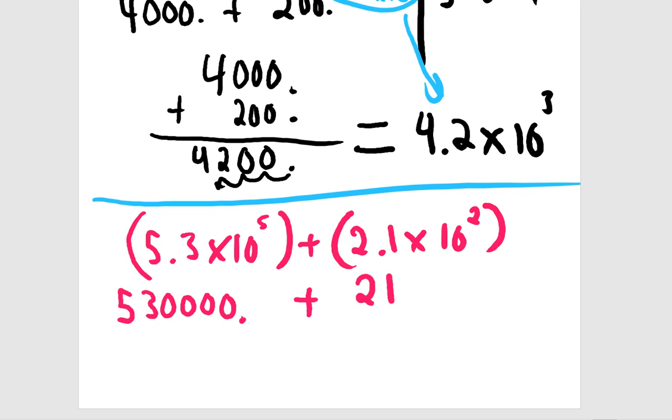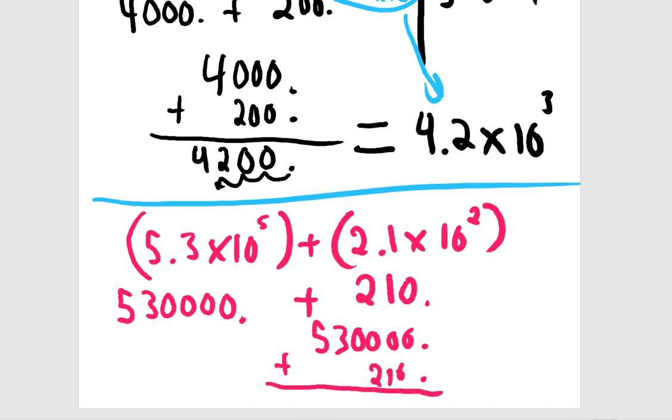2.1 times 10 squared, you're going to move it 2 times. So here you've got to line up the decimals. You don't line up the first 2 whole numbers. All right? You line up the decimals, my friends. 5, 3, 0, 0, 0, 0, and you add that to 210. Running out of room here. Now, let me write this over here.